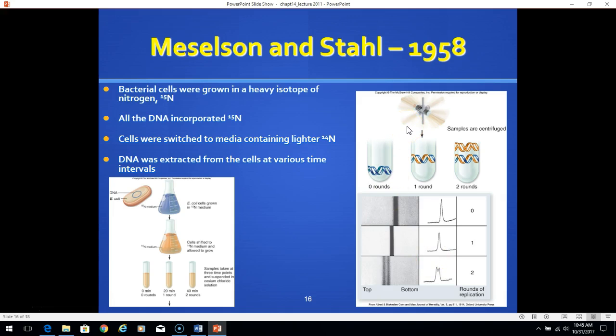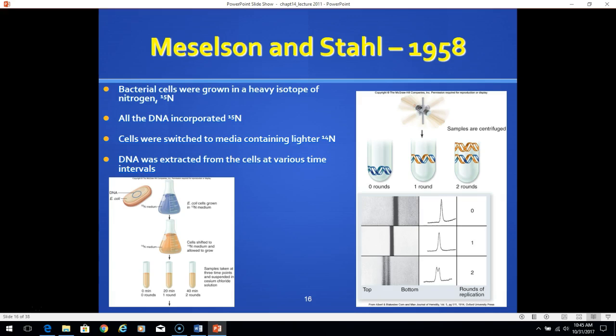So Meselson and Stahl did this experiment in 1958. And what they were doing is they were using bacteria. The reason why they were using bacteria is we can go through multiple generations of bacteria within a few hours. Essentially, bacteria grown in the right conditions can replicate and create new generations every 20 minutes. And in this case, they were also using a radioactive isotope. This time it was nitrogen.